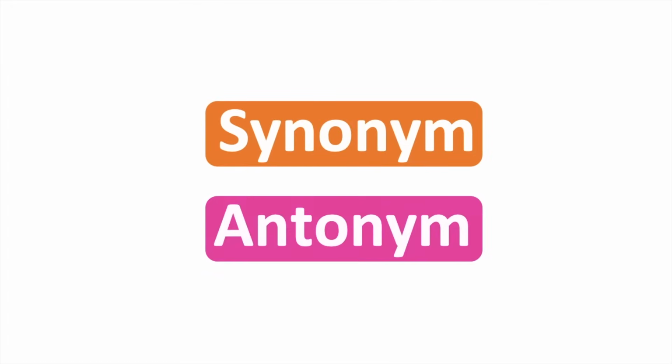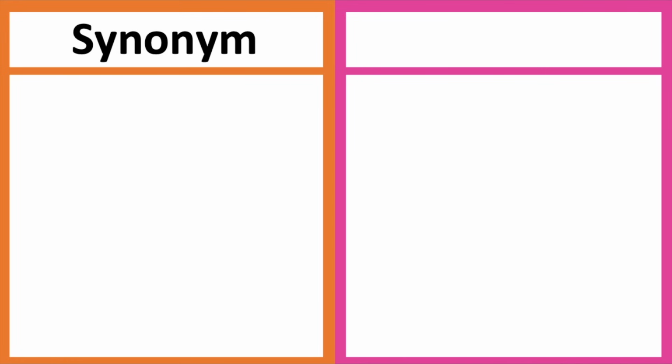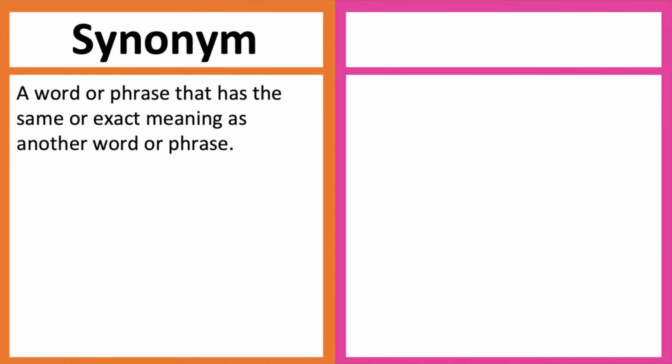Synonym, antonym. In this lesson, I will go through the difference between these two words. Synonym. A synonym is a word or phrase that has the same or exact meaning as another word or phrase. Therefore, these words or phrases can be used interchangeably. If you want to improve your vocabulary, then you may look up the synonyms in a dictionary. Here you'll find different words that have the same or similar meanings.